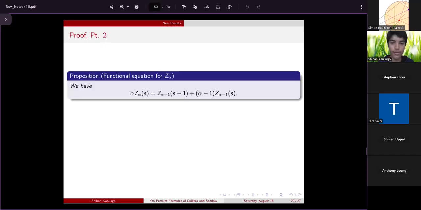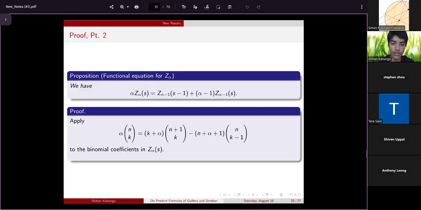Now, the next step of the proof is this functional equation. It expresses z alpha of s in terms of the values of z alpha minus 1 of s. I'm not going to go into the full proof, but the sketch is that in the definition of z alpha of s, we have some binomial coefficients.